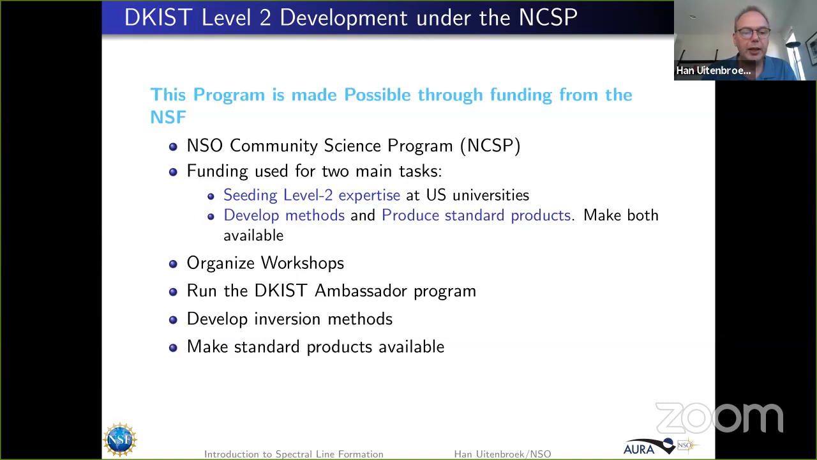We are developing at the NSO new inversion methods to measure chromospheric magnetic fields with non-LTE inversions, and to measure coronal magnetic fields. And we are planning on making some of these products standard. If you do observations with a certain fixed setup, we will make those observations available and invert the level 1 data to level 2 products.